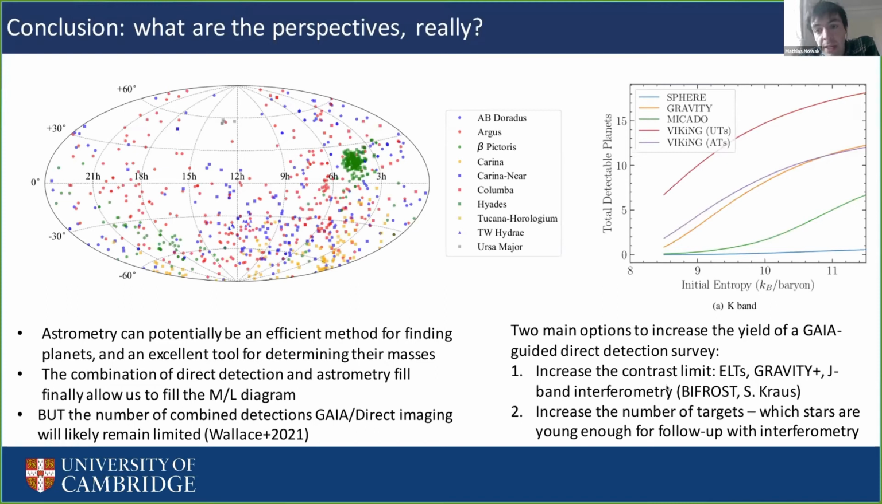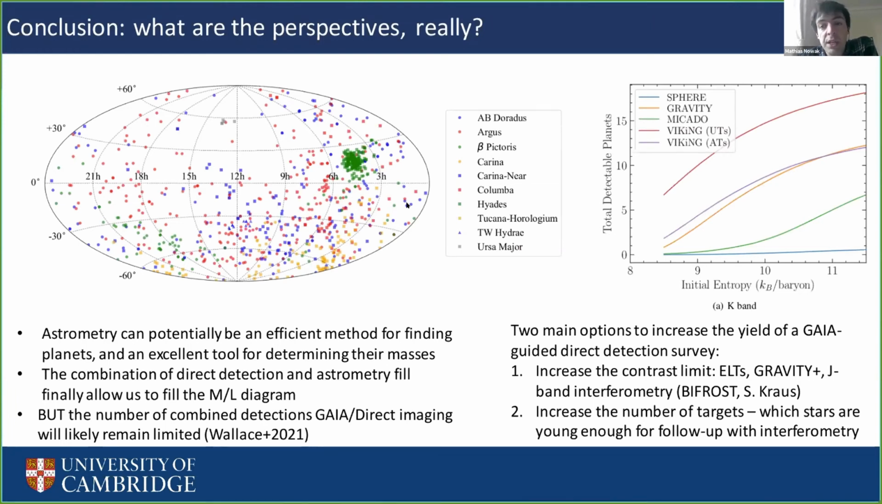And as Anne-Marie explained, there are a number of ideas to improve those capabilities in the future. So with the ELTs, of course, GRAVITY+ will also improve the interferometric capabilities. Moving to the J-band is also an idea to increase the capabilities of the instrument at small separation. So that's one way to improve the number of planets that you can detect with both methods. The other way, which I think could be interesting to study, is, so this study was limited to stars of known young associations because those are the stars we know are young.